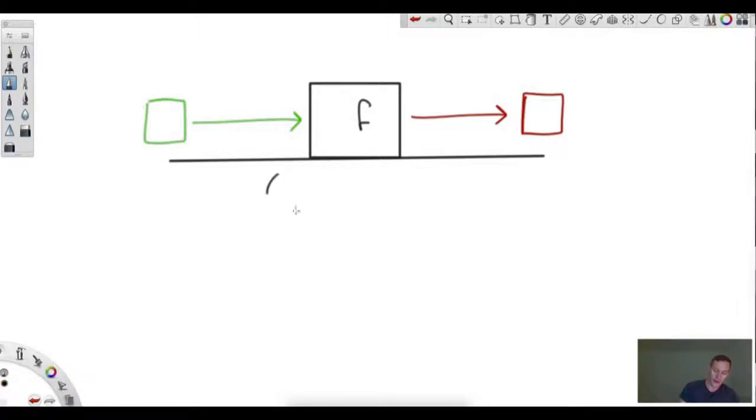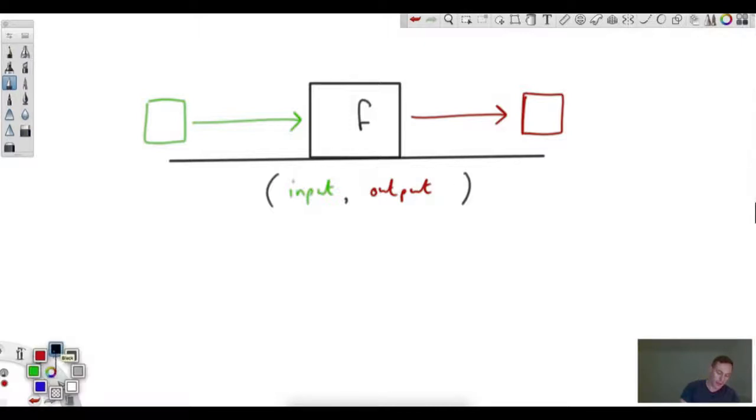Now, when we have an input and output pair, we often just put them in brackets like this with the input number first and then the output number second. So that's the first thing I'd like to say.